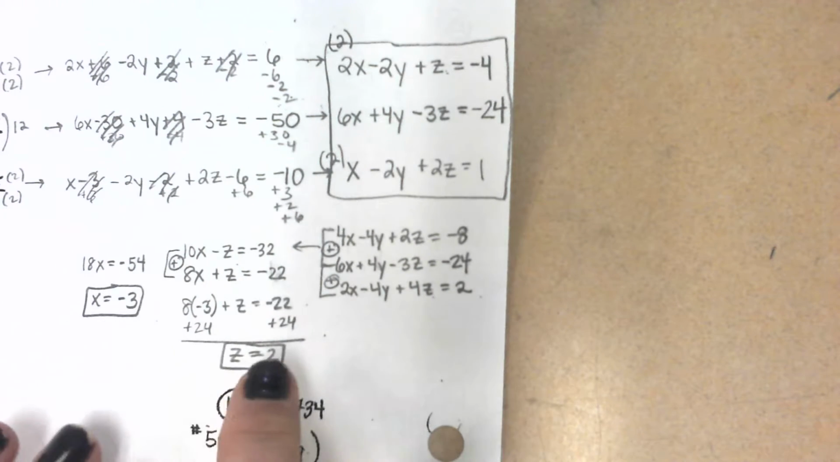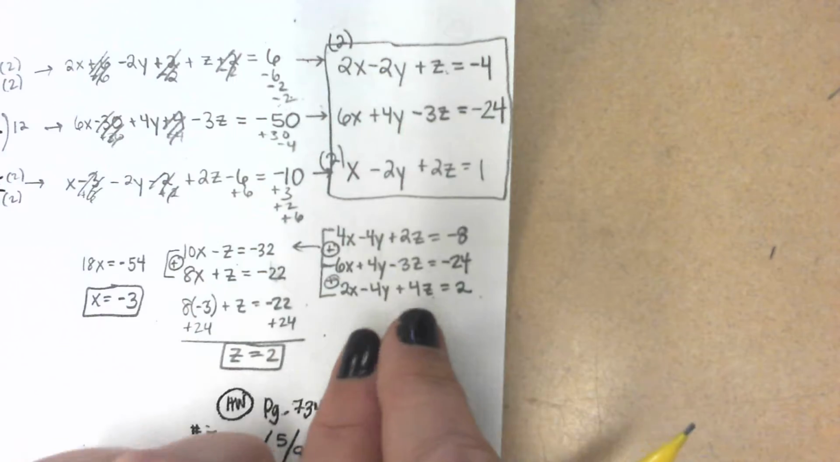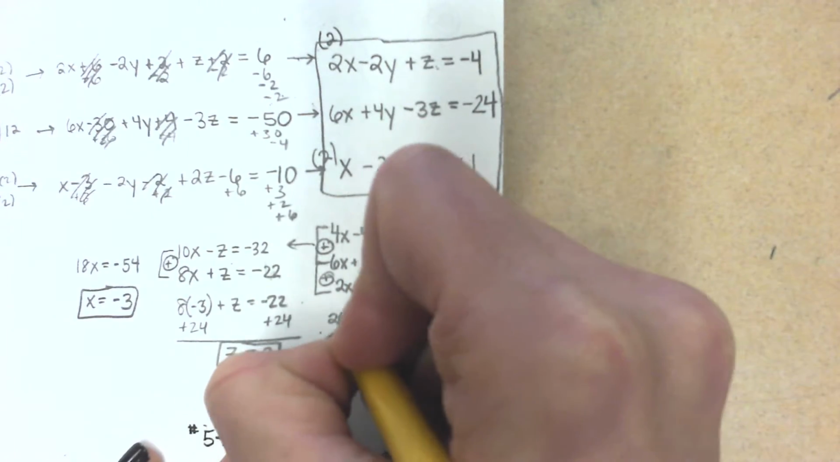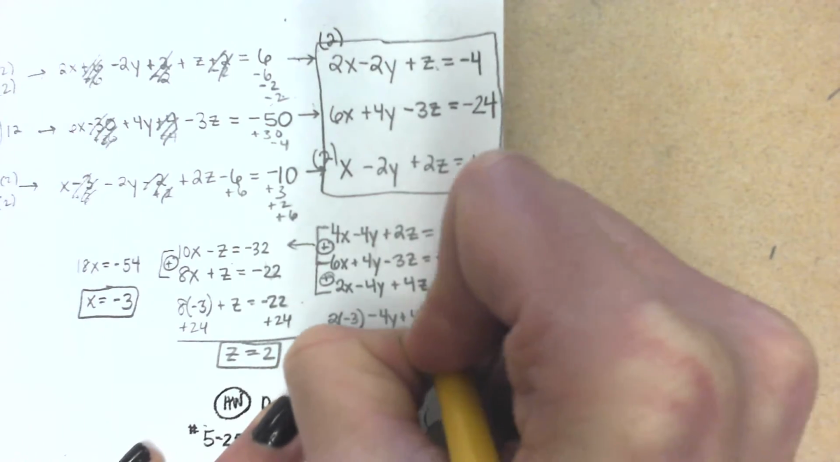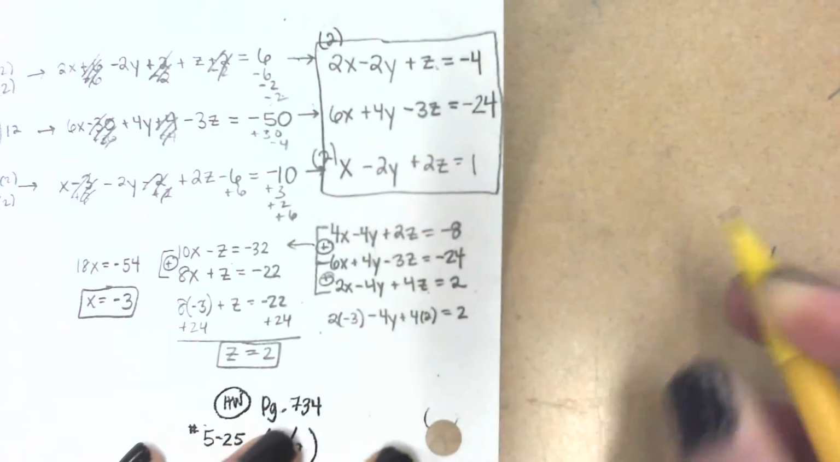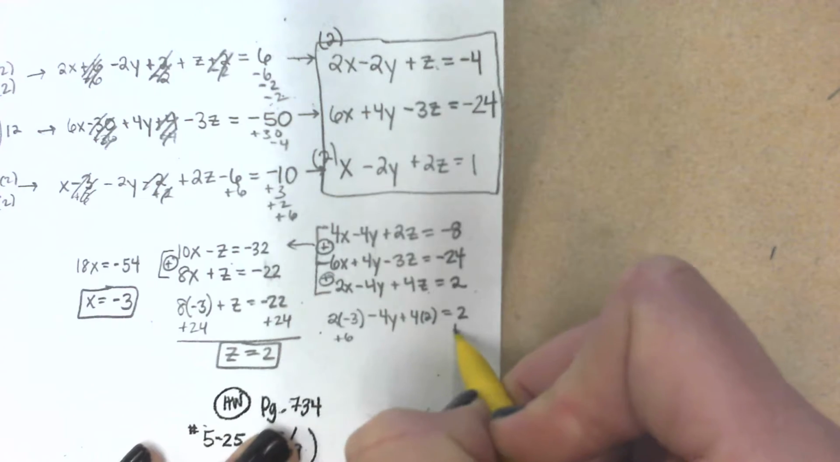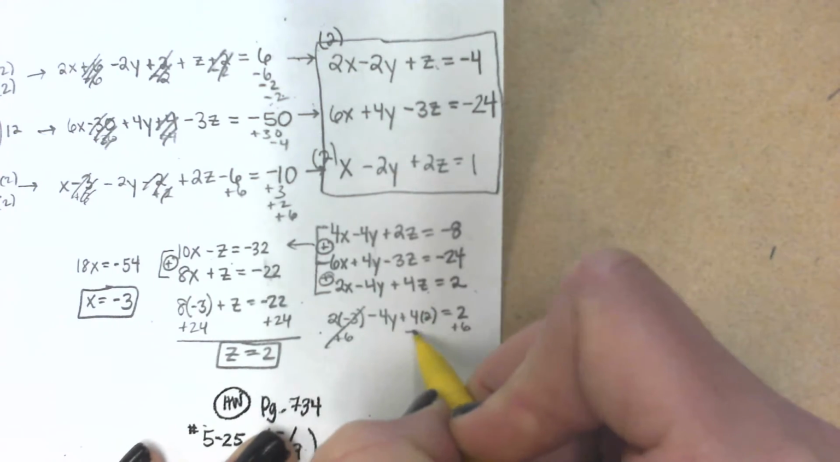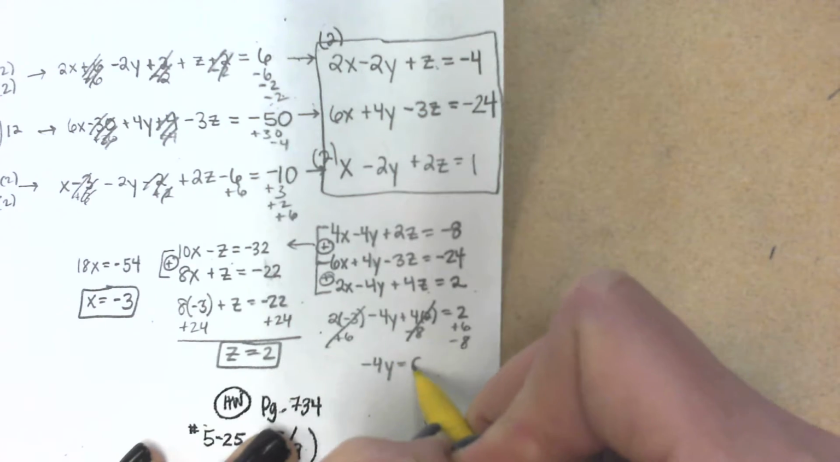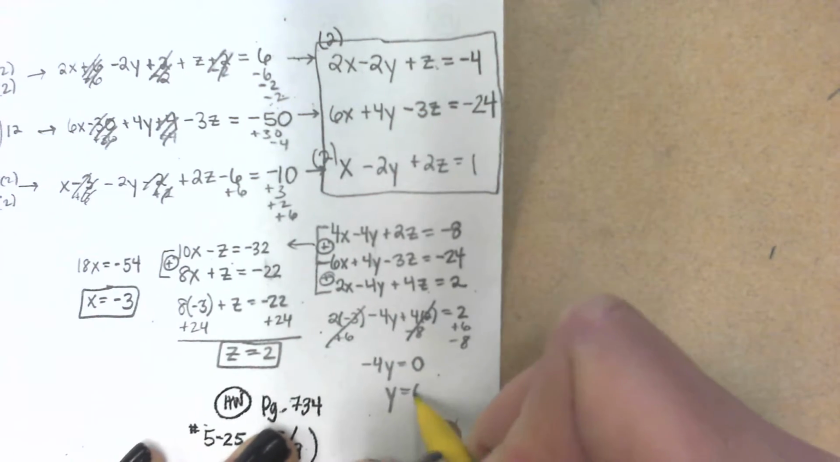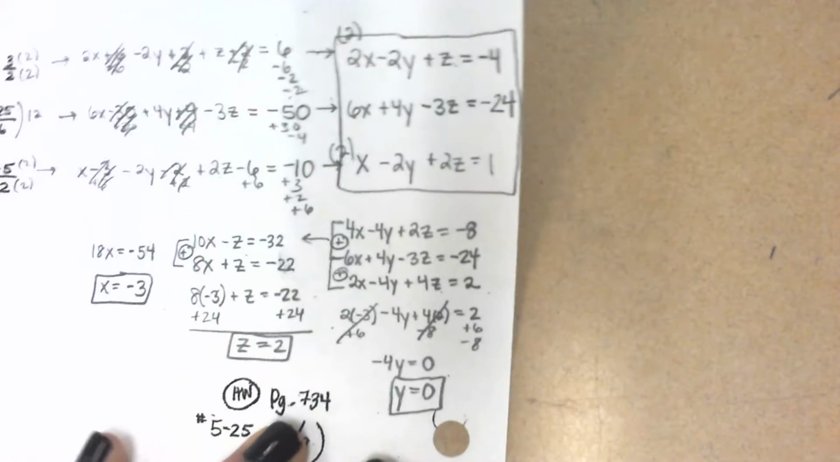And then you know those two, so domino effect back to, I'll just go to this equation, although if you want to use a different one, you can. So I'll have to add this 6 over. I'll also have to subtract this 8 over. And I'll have negative 4y equals 0. So y equals 0.